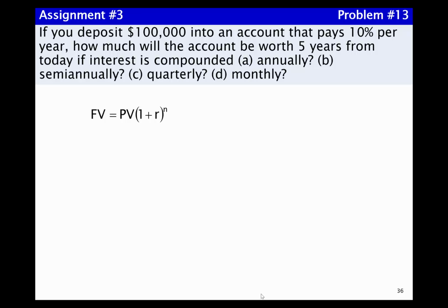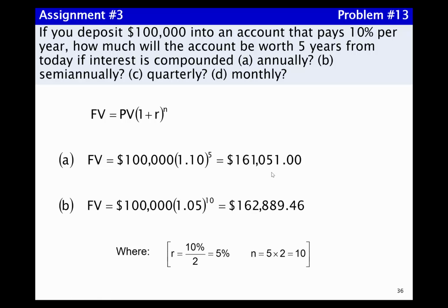The present value is going to be $100,000. The interest rate is 10% per year and N is 5 years, but that's only if you do it annually. So let's do that case first, very simple case. Future value is equal to the present value of $100,000 times 1 plus R. Since interest is compounded annually, we use 10% for R, and it'll compound for 5 years, and we get a future value of $161,051.